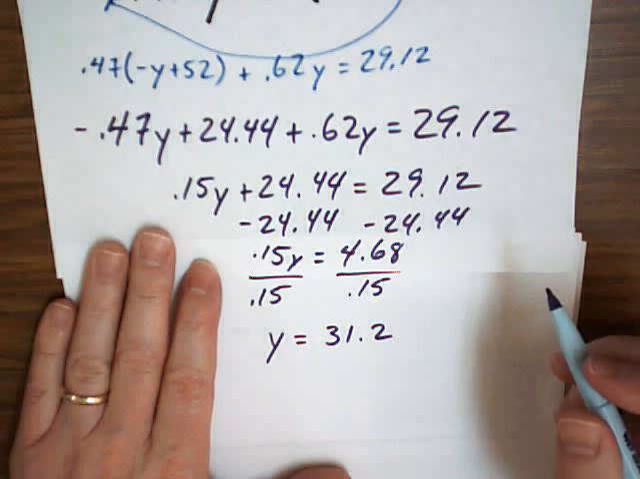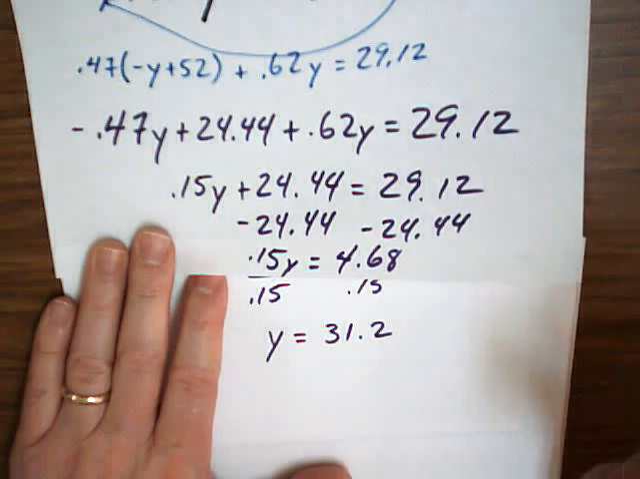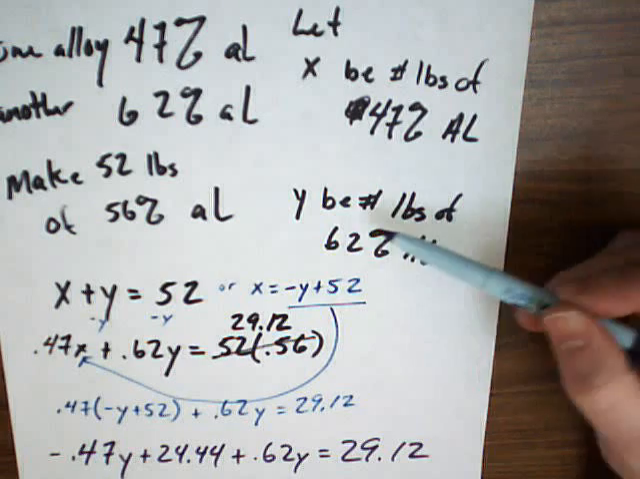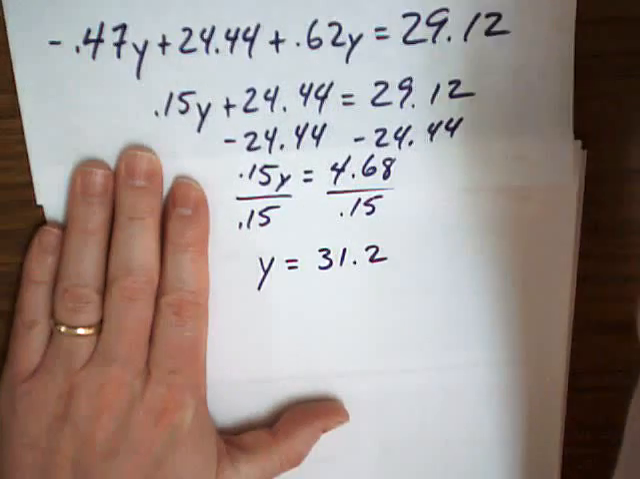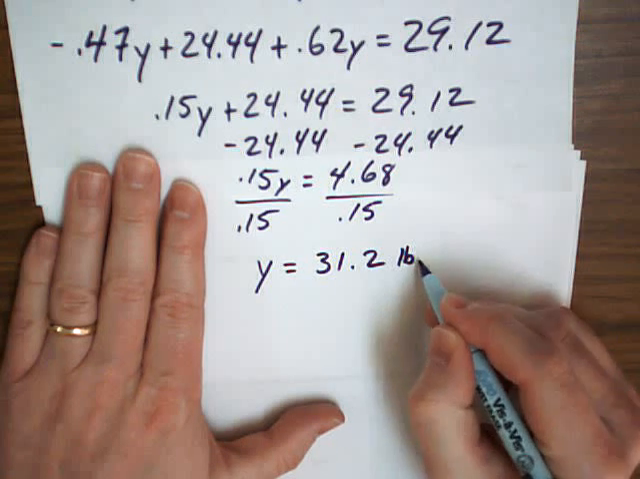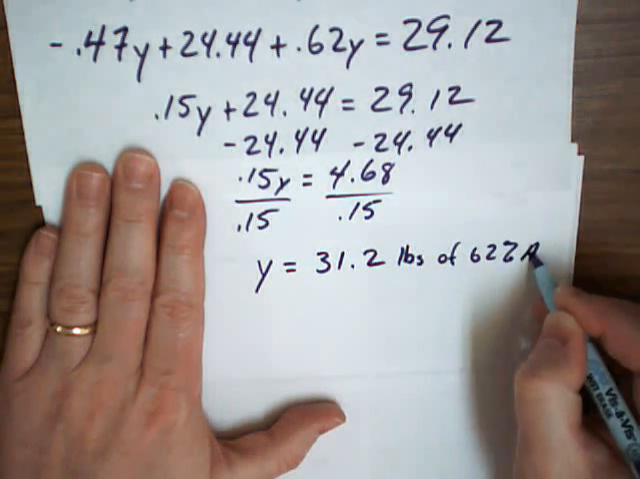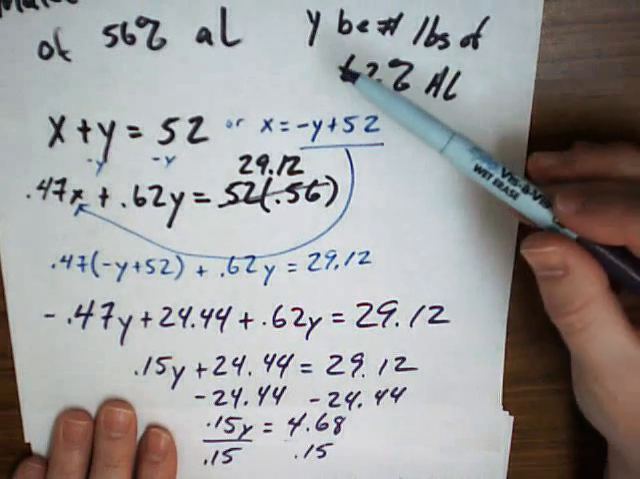Does that make sense? Does everyone get that answer? Everyone got that answer? All right. Now you go back up here. Y is supposed to be the pounds of 62% aluminum. So when I get my answer, I'll come down here and say pounds of 62% aluminum, because that's what I told myself at the very beginning. Y is this.